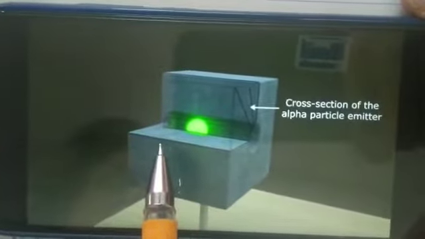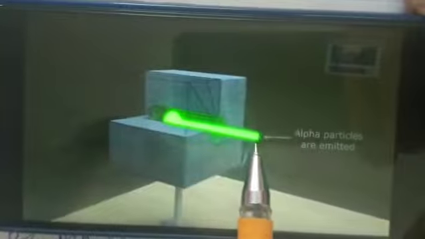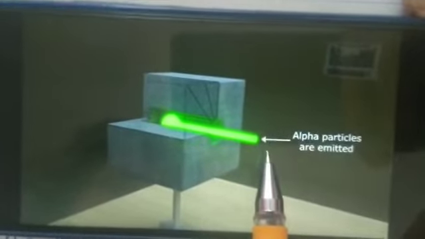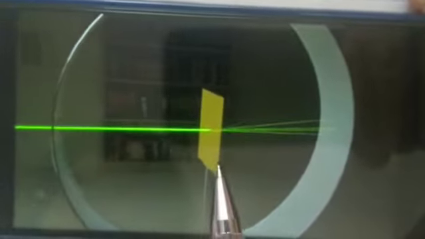Alpha particles are highly energetic particles. Now this is the beam of alpha particles traveling in a straight line. You can see this is the lead slit, passing through the lead slit. Now it is striking on the gold foil, right? And this is a round-shaped screen which is coated with zinc sulfide.